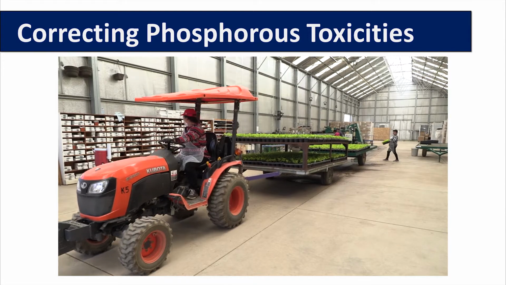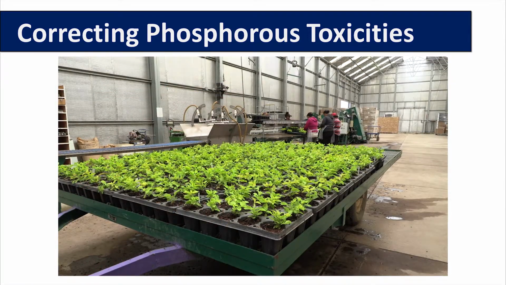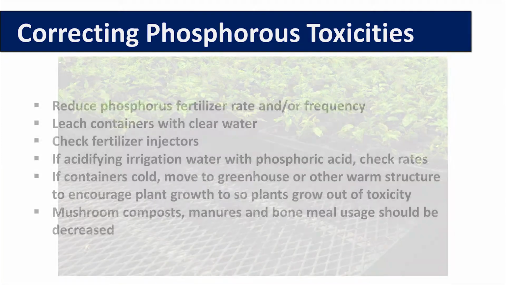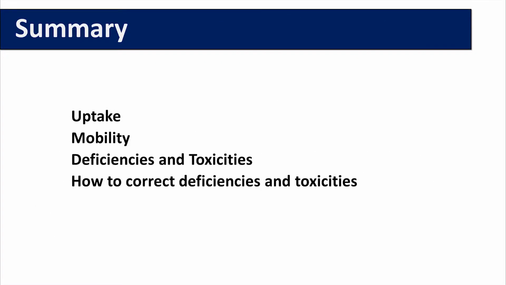If the containers are cold, again, move the containers to a greenhouse or another warm structure to encourage plant growth, and sometimes the plants will grow out of the toxicity symptoms. If your production program includes substrates, such as mushroom compost, manures, and bone meals, analyze these for phosphorus content. This is what we learned in this module.